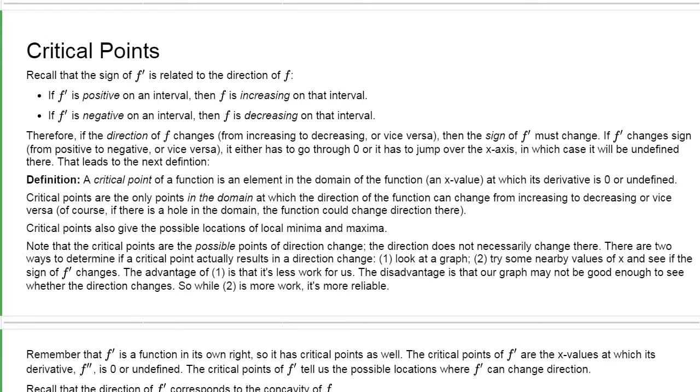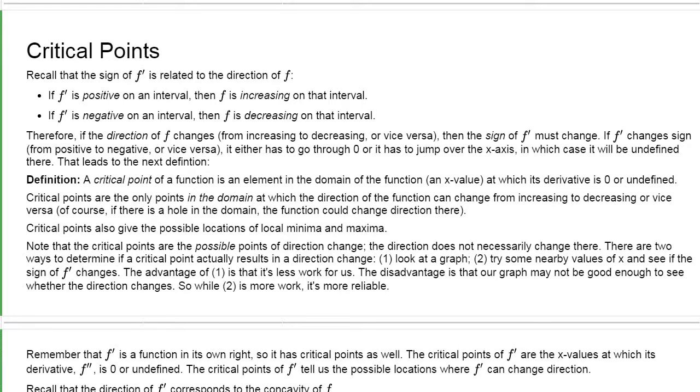So a critical point of a function is some element of the domain, so this is an x value, an input, where the derivative is either 0 or undefined. Those are the places in the domain where the function might change direction. Now, it doesn't necessarily change direction there, but it could. It's also possible a function could change direction at some place where there's a gap in the domain. Like if there's a vertical asymptote, there's a gap in the domain there, and it could change direction at the vertical asymptote, or if there's a hole or something.